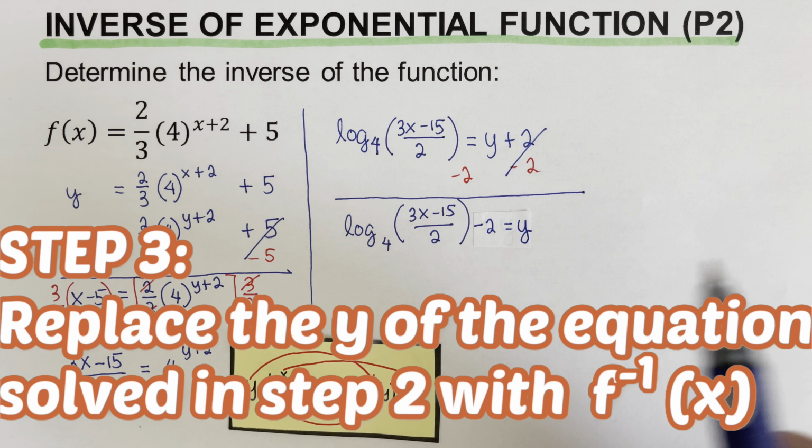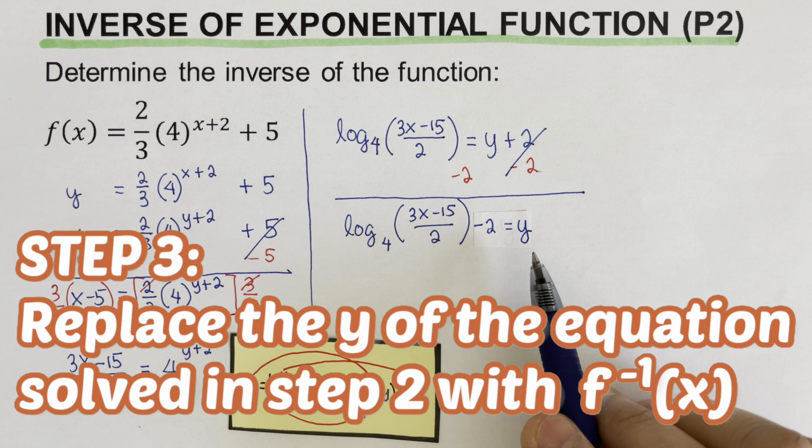The third step is to replace the y of the equation solved in step 2 with f negative 1 of x. So that we can go ahead and say that the inverse is f negative 1 of x is equal to log of 3x minus 15 over 2 to the base 4 minus 2. So this is the inverse of this given function that we have right here. On the side, you will see the graph of both the inverse and its function.